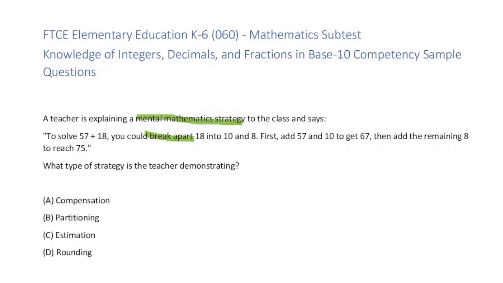B, partitioning. The teacher is demonstrating the partitioning strategy in this particular question. In this method, a number is broken down into more manageable parts, in this case, breaking 18 into 10 and 8. By adding these parts separately, the mental math process becomes simpler. The teacher first adds 57 and 10, and then adds the remaining 8, making the problem easier to solve step by step. This strategy helps students handle larger numbers by simplifying the addition process. So I think this is the correct answer. However, let's take a look at the other answer choices just to make sure.